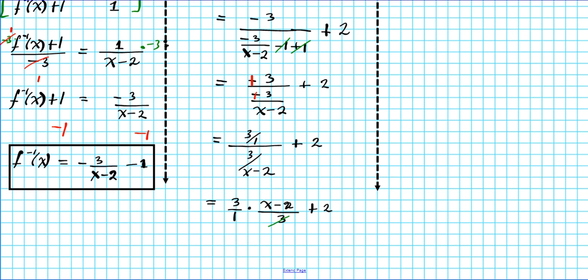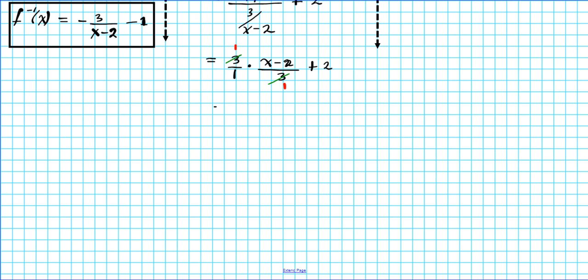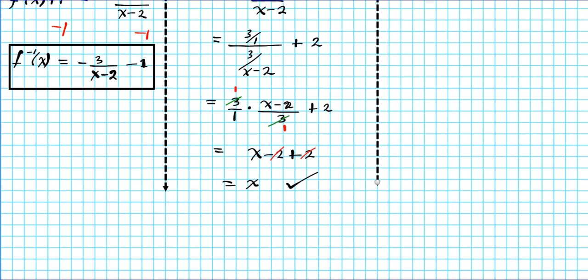Now what happens on the left side? These two 3's divide out. We have 1 here and 1 here. And that gives us x minus 2 plus 2. Minus 2 plus 2 is 0. We're left with x, and that is exactly what we are looking for. So put a check mark. Part 2 works out.